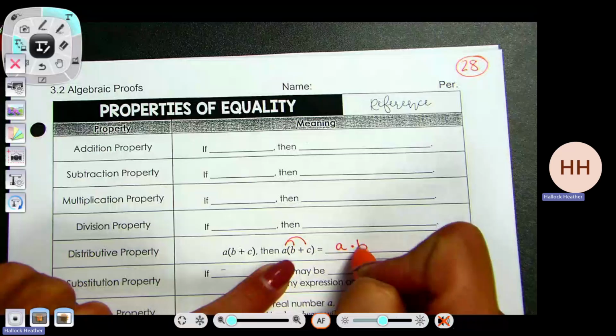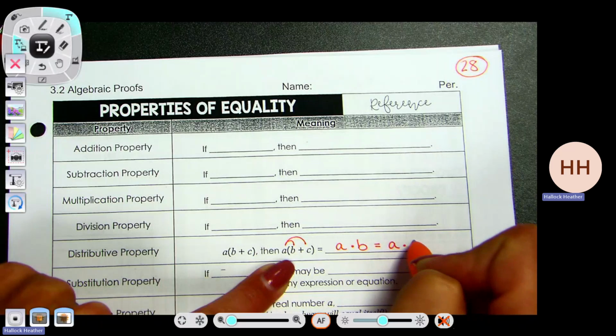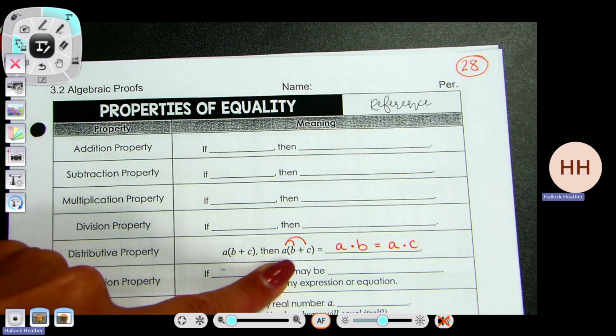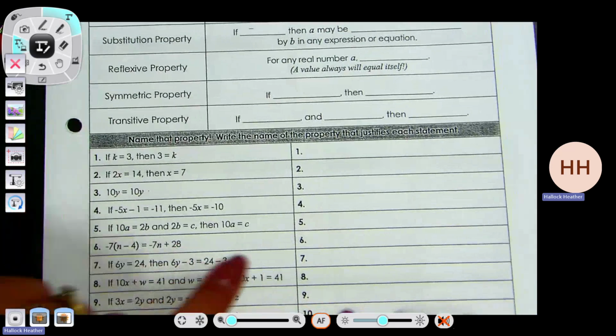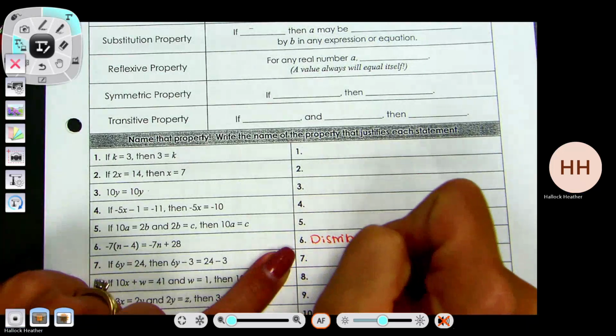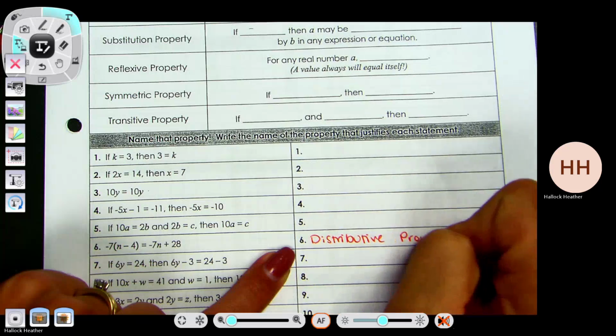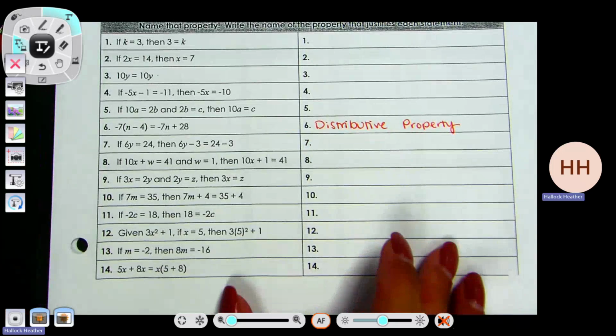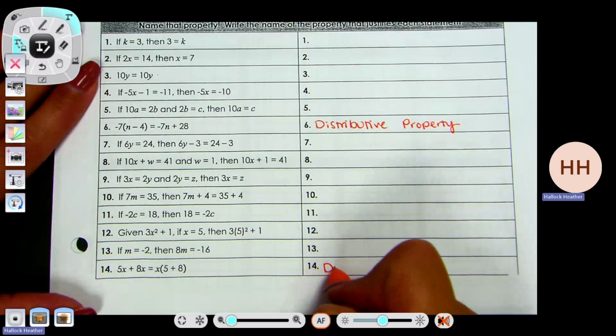A times B equals A times C. So down at the bottom, there are two examples of distributive property, 1 through 14. Can anybody tell me one of them that represents distributive property? Number 6. So where it says 6, we're going to put distributive property. What other one? There's one more. 14 is also distributive property.